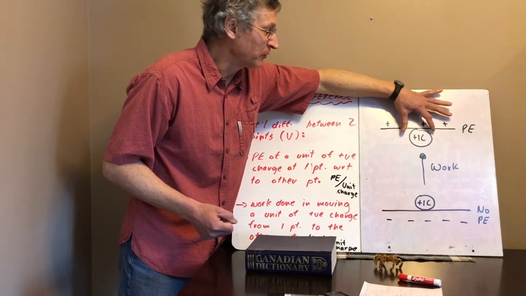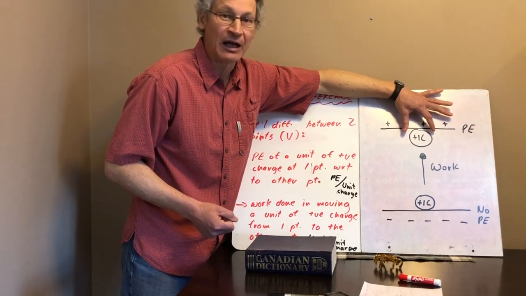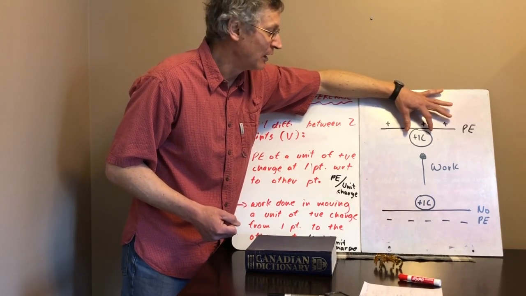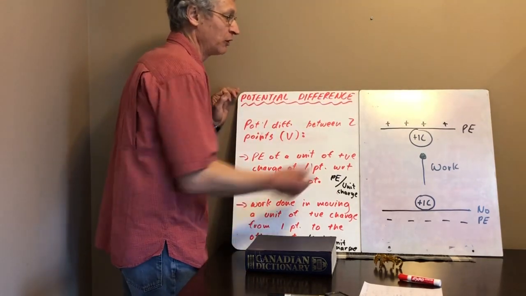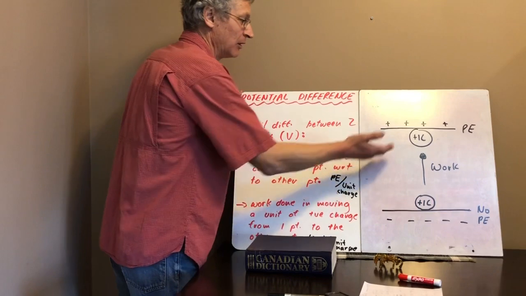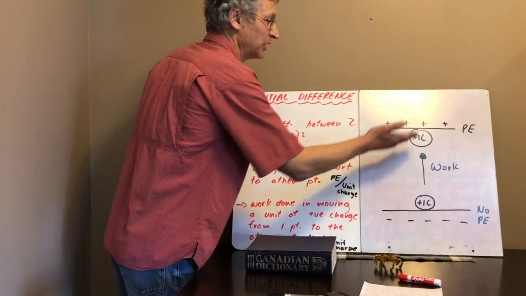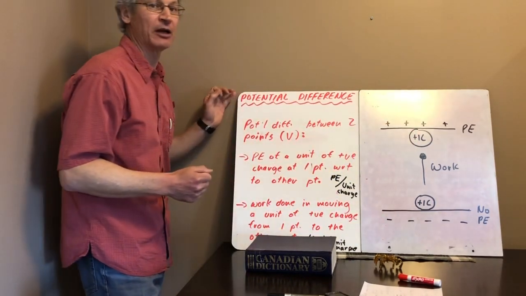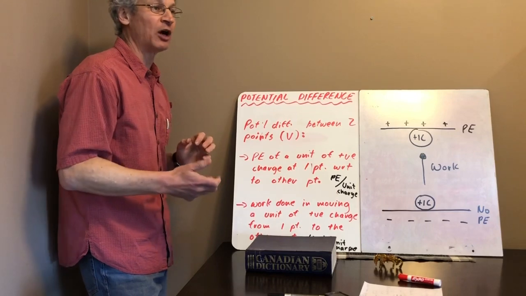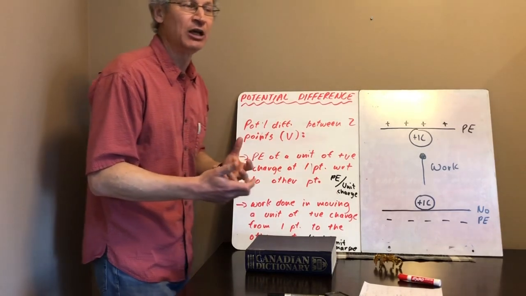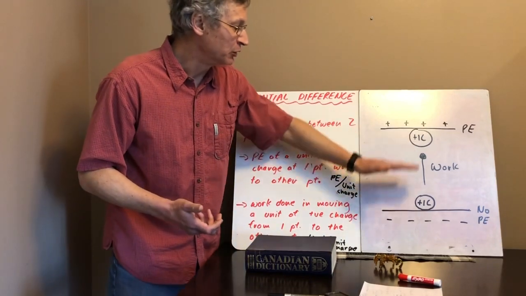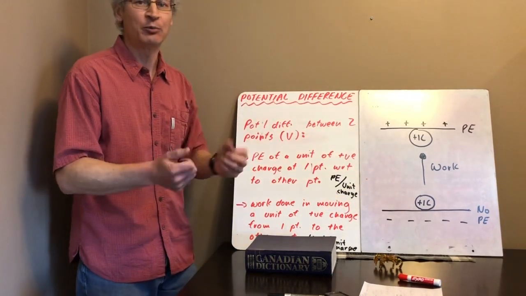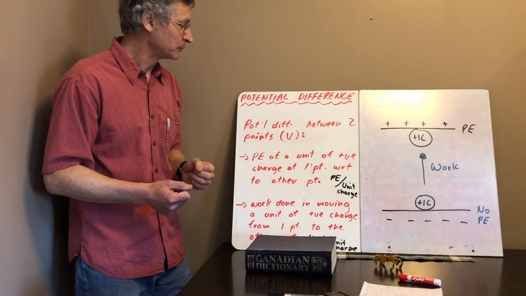Because let's face it, if it's at the positive plate and I'm hanging on to it for dear life, and then I let it go, it's going to move on its own. These positives are going to push it down. These negatives are going to pull it down. It's definitely got potential energy up there. So whether you're talking about gravitational potential energy or the potential energy of a charge between some charged plates, they're pretty much the same thing.